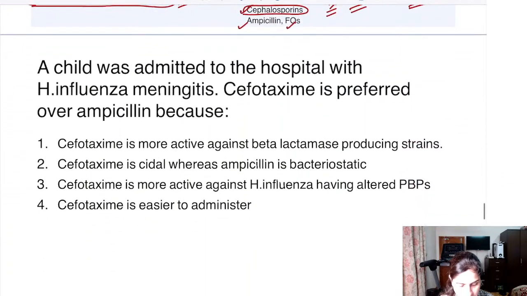Now, coming to the next question. A child was admitted to the hospital with H. influenza meningitis. Cefotaxime is preferred over ampicillin here because cefotaxime is more active against beta-lactamase producing strains. Cefotaxime is cidal whereas ampicillin is bacteriostatic. Cefotaxime is more active against H. influenza having altered penicillin binding proteins, or cefotaxime is easier to administer. What is the correct option?